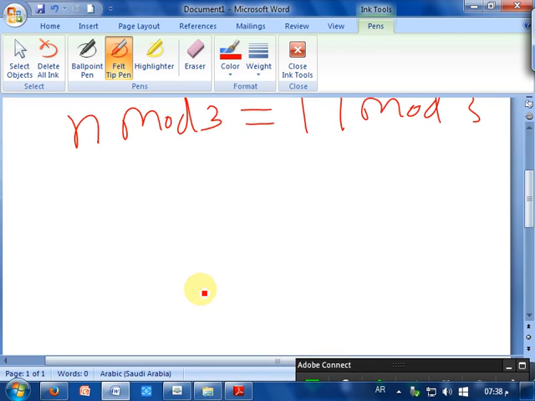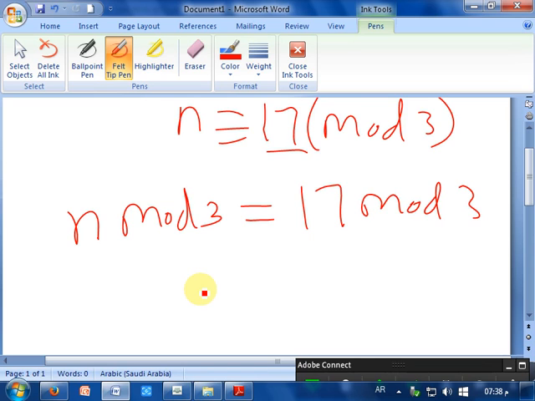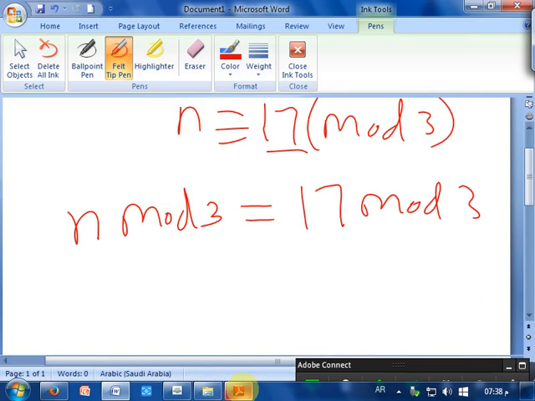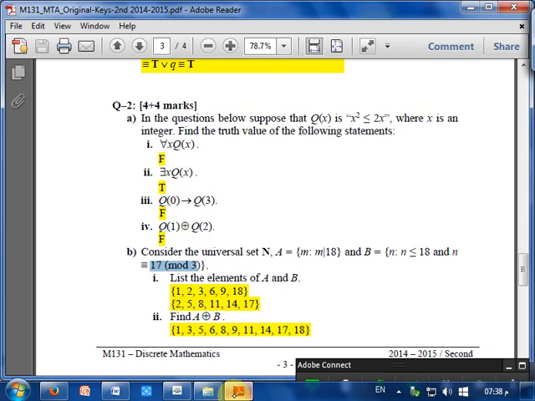So let us take 1. 1 mod 3 is 2. And 17 mod 3 is 2. So you will get 1 here. I'm sorry, there is no 1. Now what is 1 mod 3? Is it 2 or 1? 17 mod 3 is? Are you sure it is in mod 3?